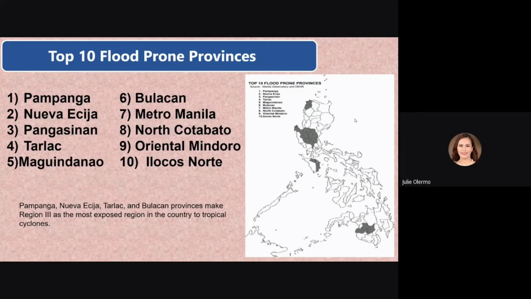Next is the top 10 flood-prone provinces. Rank 1 is Pampanga, followed by Nueva Ecija, Pangasinan, Tarlac, Maguindanao, Bulacan, Metro Manila, North Cotabato, Oriental Mindoro, Ilocos Norte. The Pampanga River Basin is the second largest drainage basin on Luzon. It frequently suffers from severe flood events caused by monsoon, rainfall, and typhoon.